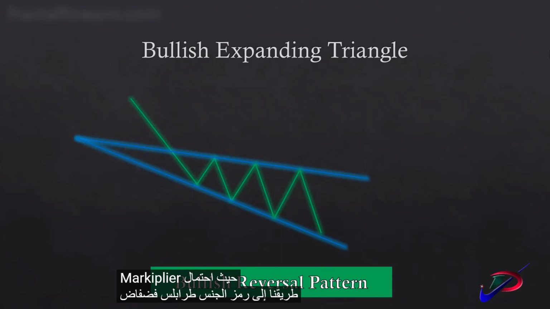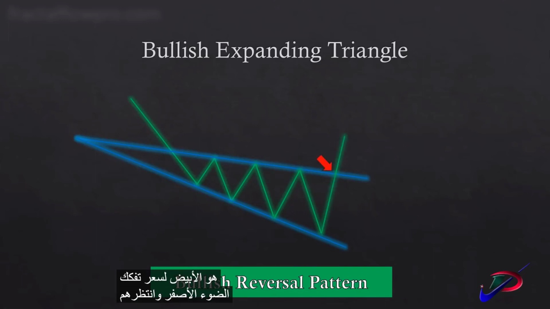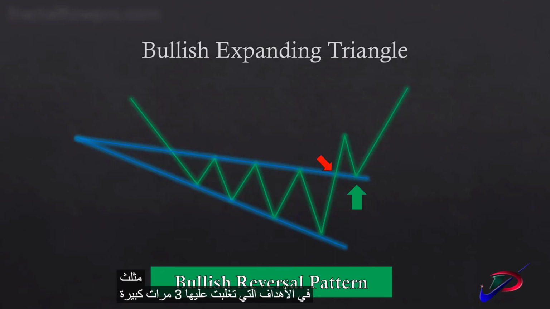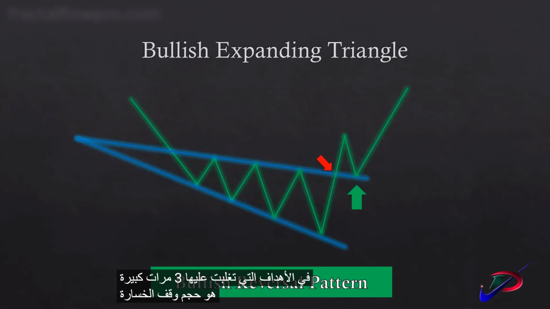The way to trade a bullish expanding triangle is to wait for price to break above the upper line and wait for it to retrace back to this line to test it as support. The stop should be below the lowest low in the triangle, and the target should be at least 3 times as large as the stop loss size.